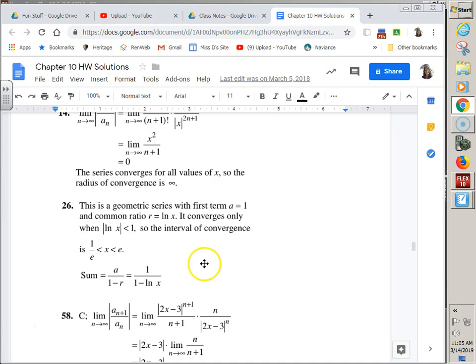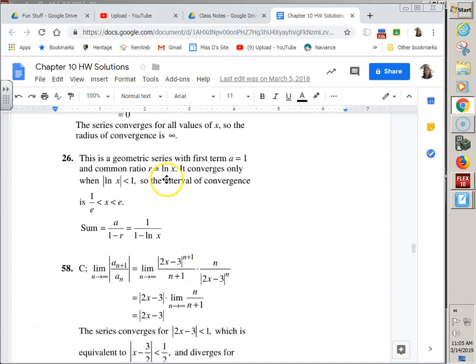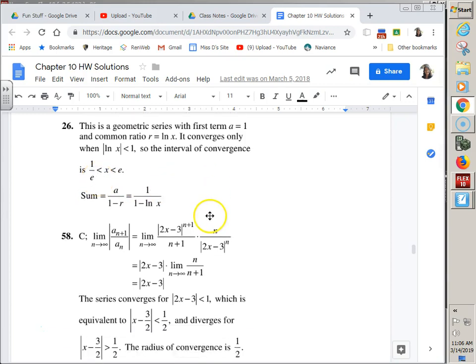Number 26, if you noticed it was a geoseries, you could actually have cheated just a little bit and not done the ratio test. You could have seen the first term was 1, and then your r was ln of x. So you could have just set the common ratio less than 1. No need to test endpoints because it's a geoseries, so it must be less than, not equal to. And then solving between 1 and negative 1, e to the, whoa, 1 over e, what? E to the negative 1. Yeah, rewritten.